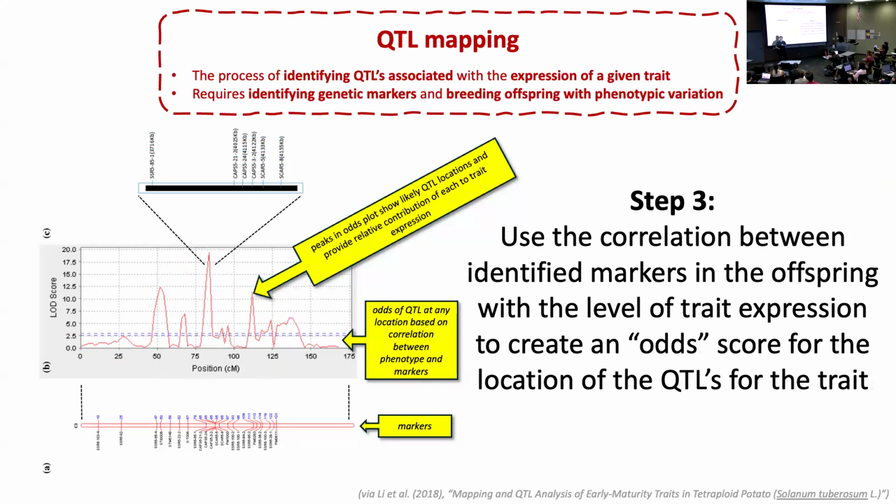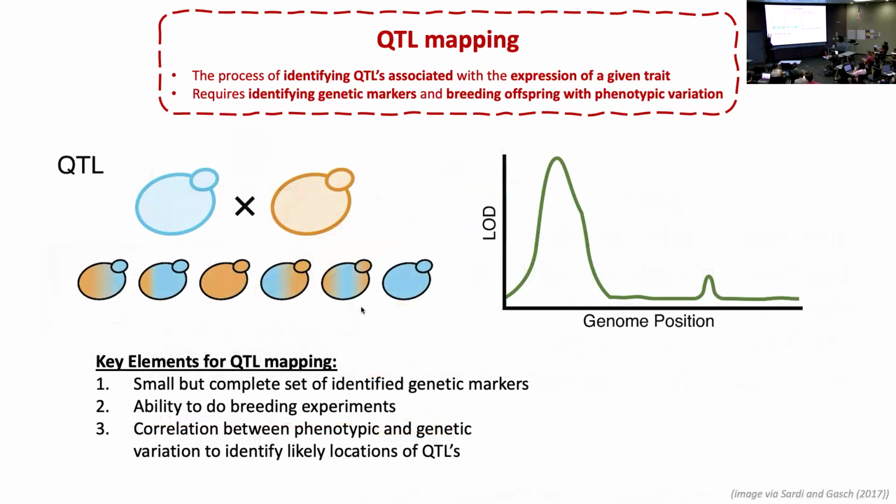Okay, are there questions about that? So I think I have a little summary of this here. The key elements are that I have a small but complete set of markers. I have the ability to do breeding experiments to create phenotypic variation, and I can then correlate the phenotypic and genetic variation to identify the likely locations of the QTLs. That's QTL mapping, and it helps me figure out for a behavior where roughly on the genome that behavior is coming from. So questions about that?